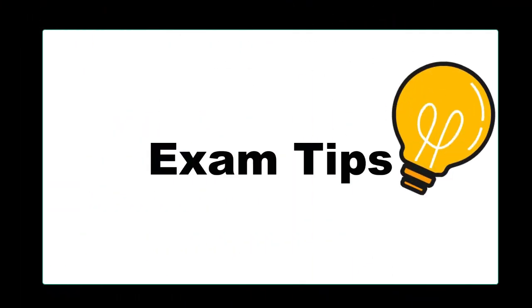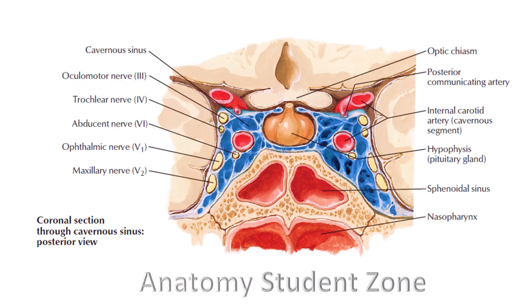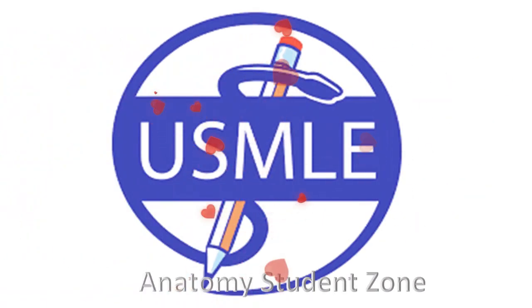Now I will give you some exam tricks. You know cranial nerve 6, that is abducent nerve. This is the only nerve that is located inside the sinus. Other cranial nerves are located outside, or we can say in the wall of the cavernous sinus, not inside it. And USMLE loves this question.